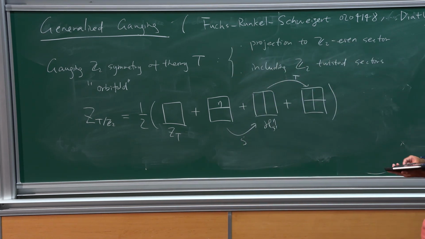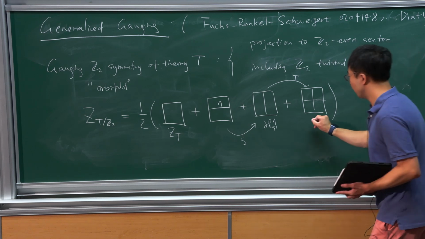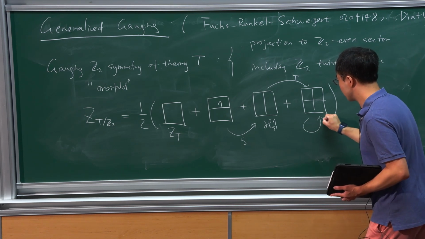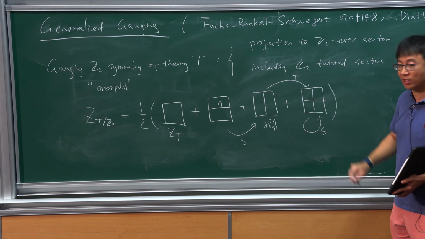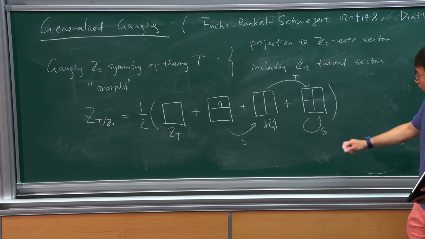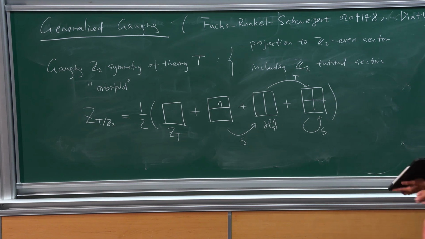And you may be a little bit worried about the last graph, because although it seems to be S invariant, you may worry that because this junction in general is defined up to a phase, under S transformation this junction could pick up a phase. And that's related to the notion of anomaly. So let me sketch it over here.